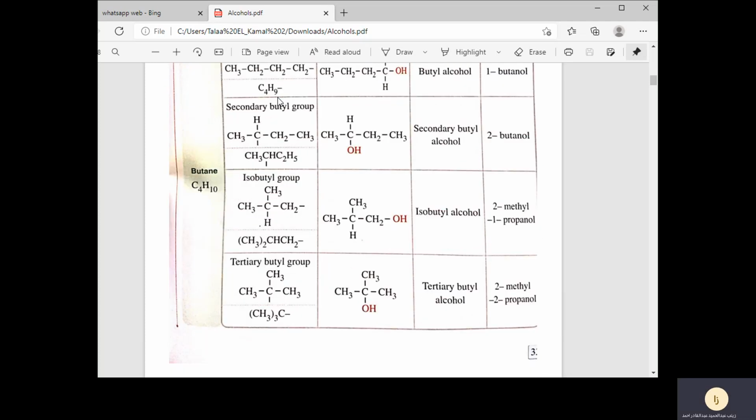The last one, we have tertiary butyl alcohol. Why? Because the carbon atom attached to 3-methyl group. There is no hydrogen atom in this compound. Okay? So the carbon of carbinol group is C attached to OH.